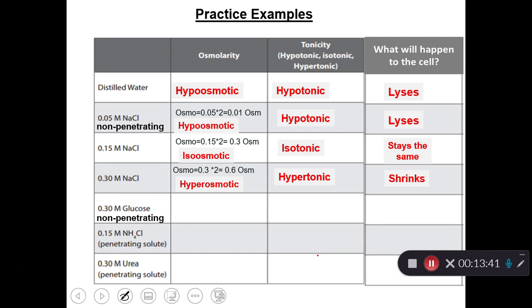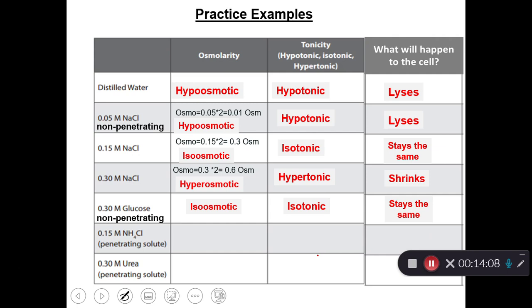How about 0.3 glucose? Glucose is one molecule, so you don't multiply by 2. So it's 300 milliosmoles, and it is non-penetrating. That's isoosmotic and also isotonic, so the cells would stay the same.